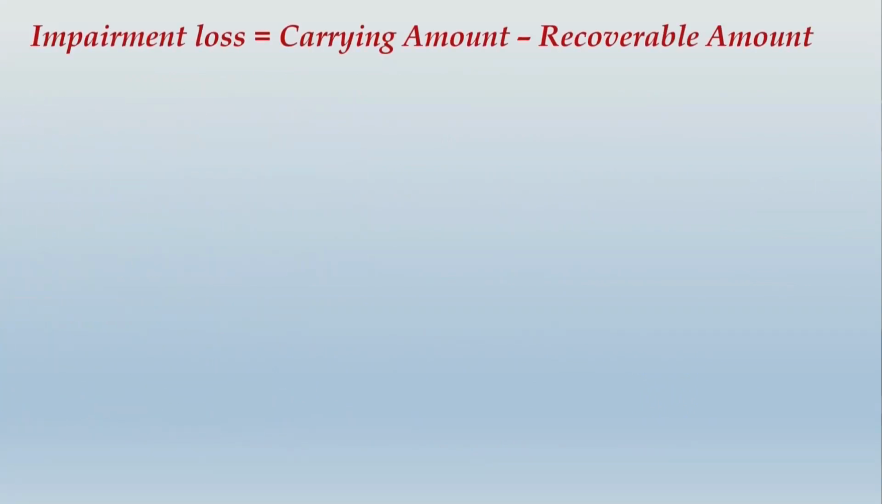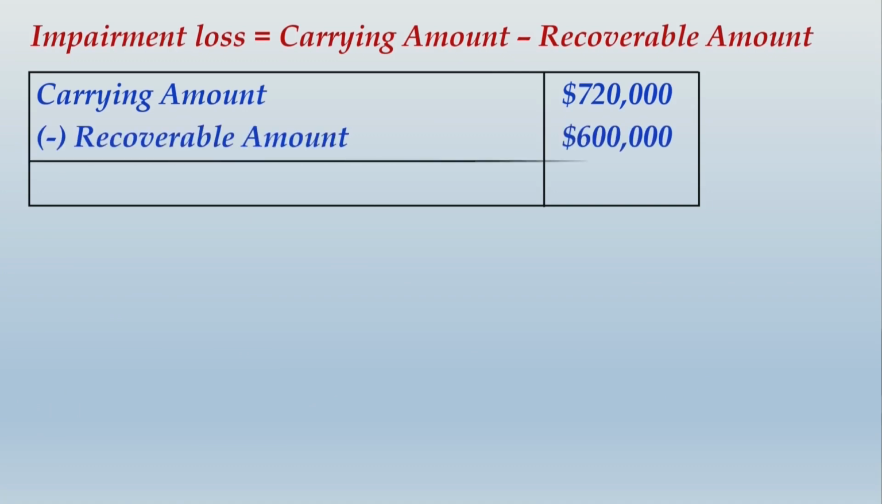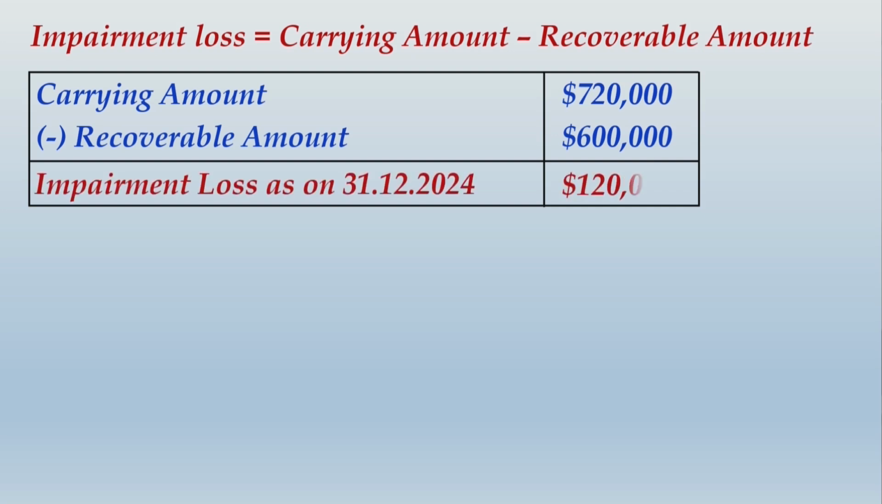Let us move ahead and compute the impairment loss, which will be carrying amount minus recoverable amount. Carrying amount was given as $720,000, recoverable amount is $600,000. So, impairment loss on 31/12/2024 will be $120,000.